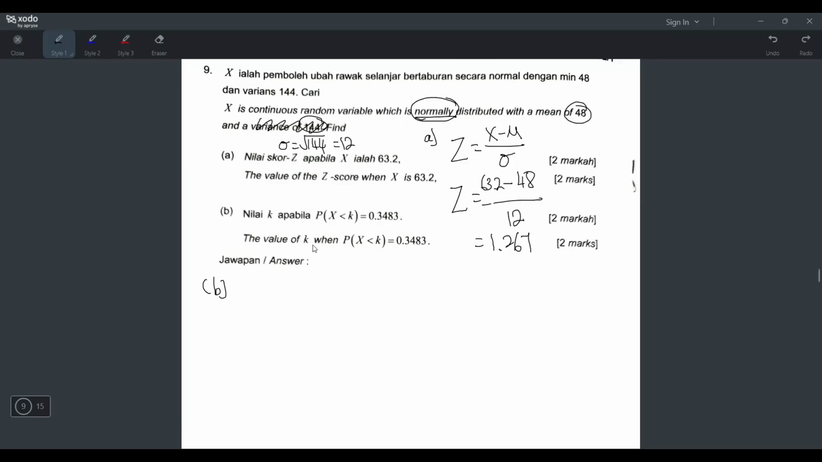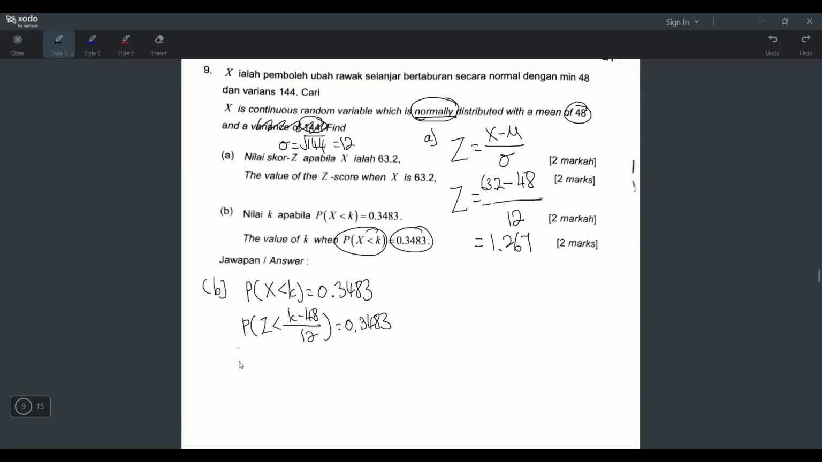Okay, B says what? Find the value of K when P(X smaller than K) is this. So first thing is convert to Z first. Because this is normal distribution, you have to convert to Z, and then you have to use the table to get the answer. So how to convert Z? Take the X, which is K, minus mean divide standard deviation. Mean is 48, standard deviation is 12, and then equals to 0.3483. Okay, inside this you cannot do it, right? You cannot do it because you don't know the value of K.